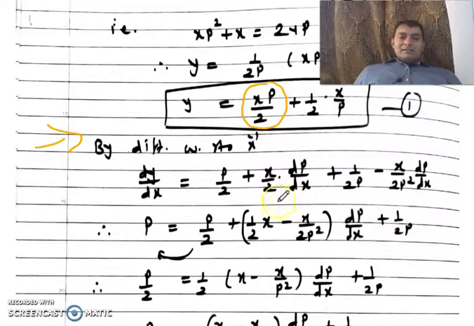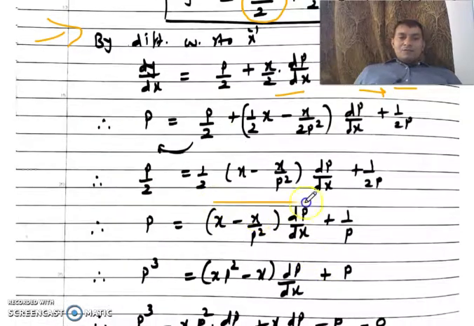But here dy by dx is nothing but p, and after that take dp by dx common from these two terms, and whatever remains is the same. Here just take p by 2 on the left hand side, and then we have this one. Again take 1 divided by 2p, but here I have multiplied by 2 throughout, so what we get: p is equal to x minus x divided by p square dp by dx plus 1 by p.